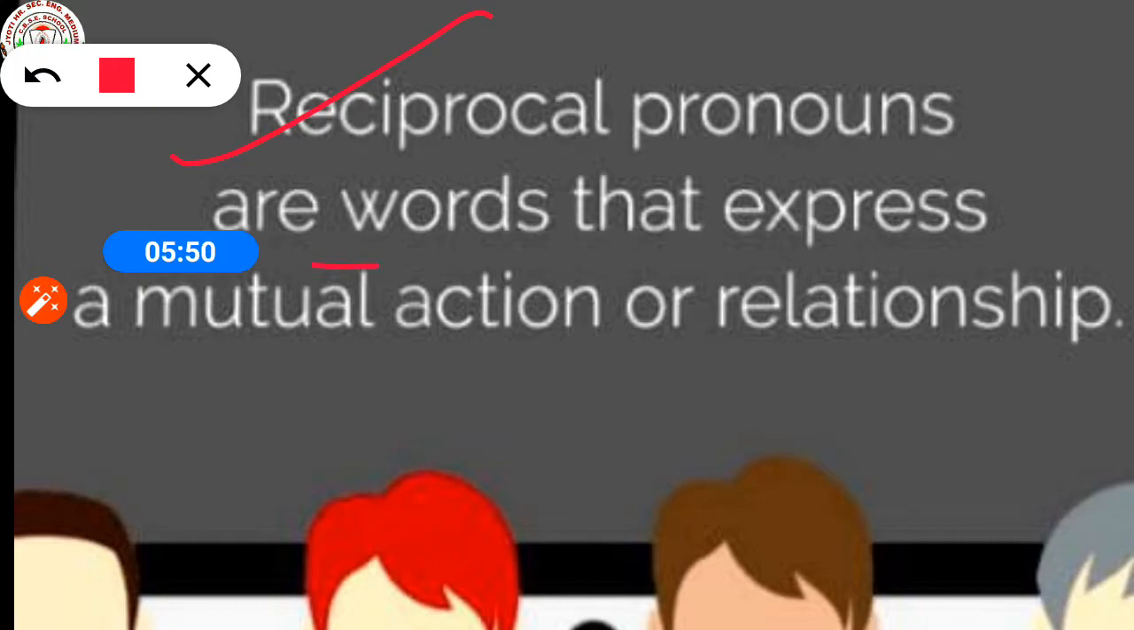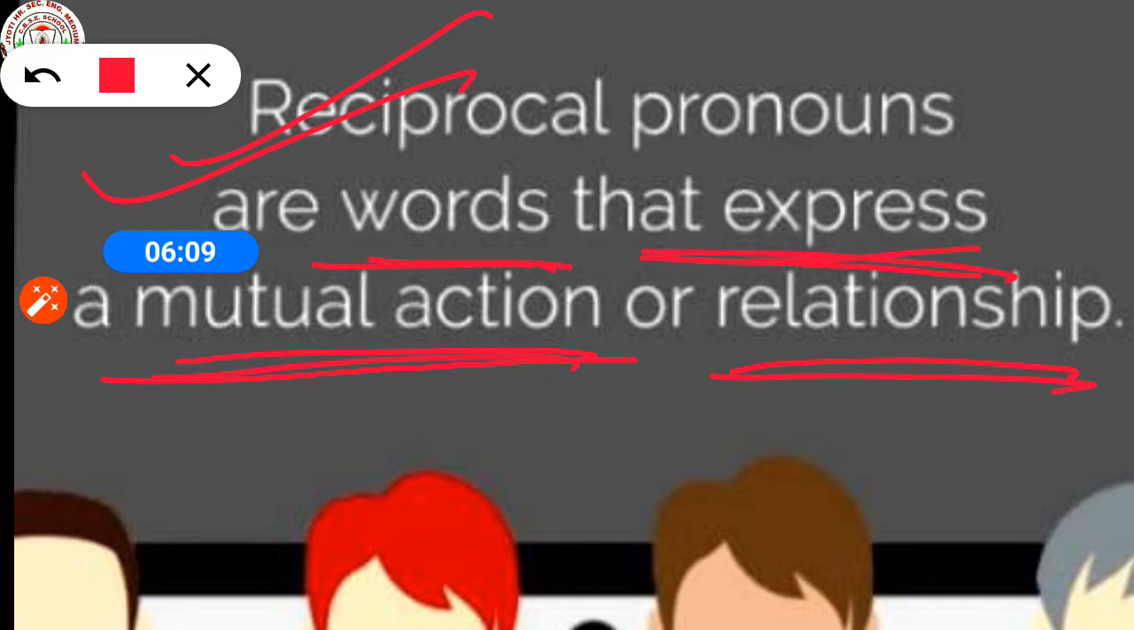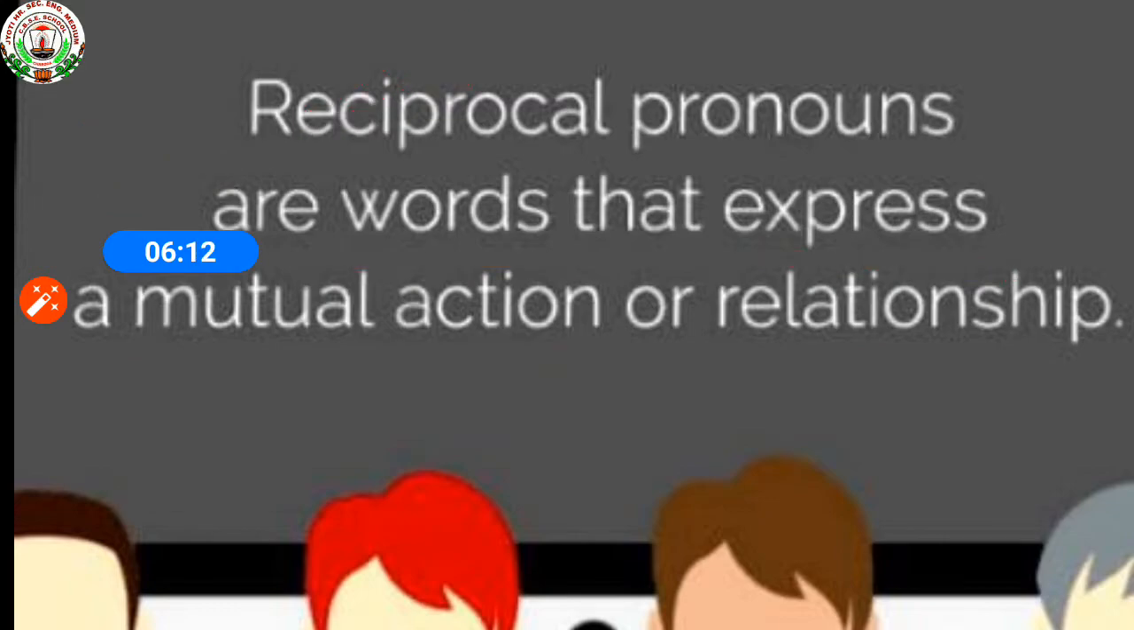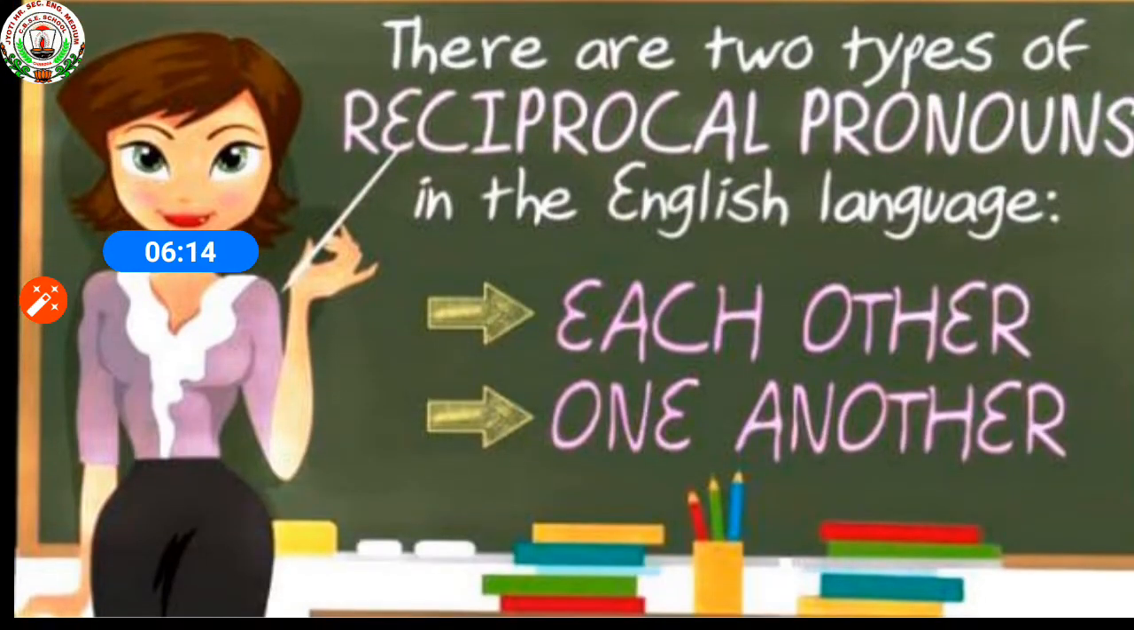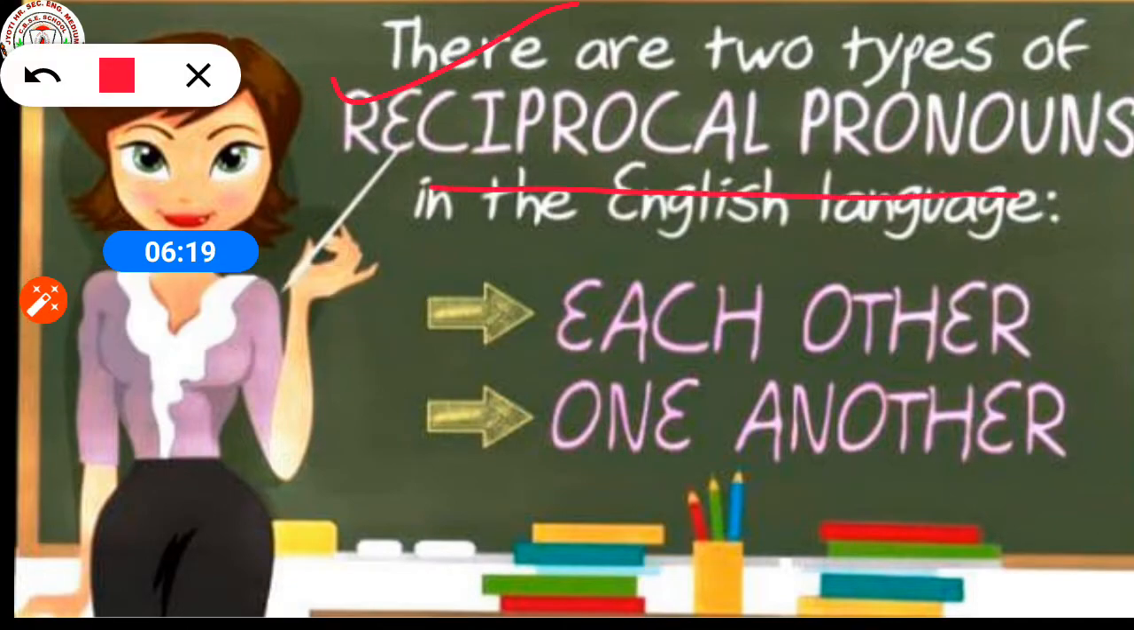So reciprocal pronouns are words that express a mutual action or relationship. You always remember that reciprocal pronouns are words that express a mutual action or mutual relationship. There are two types of reciprocal pronouns in the English language. That is each other and one another.